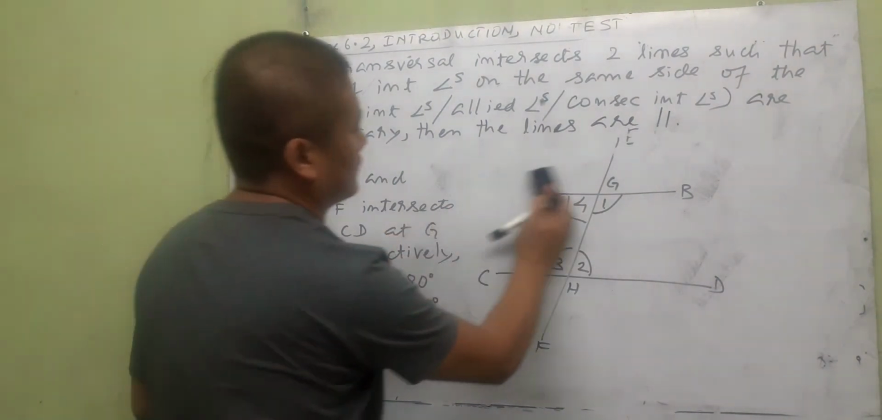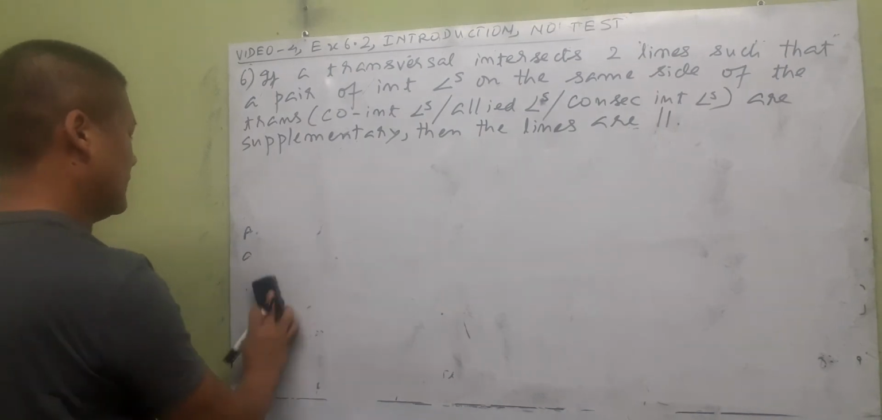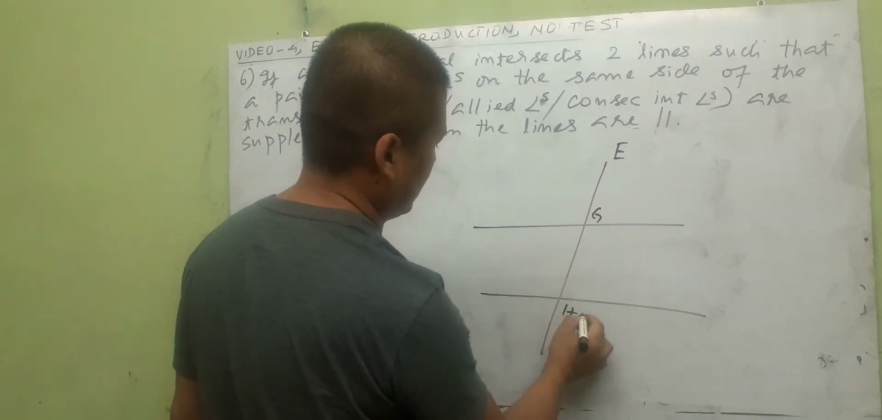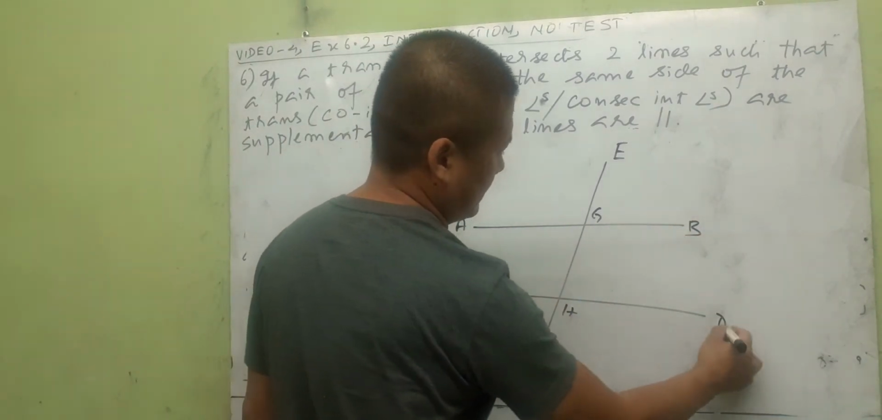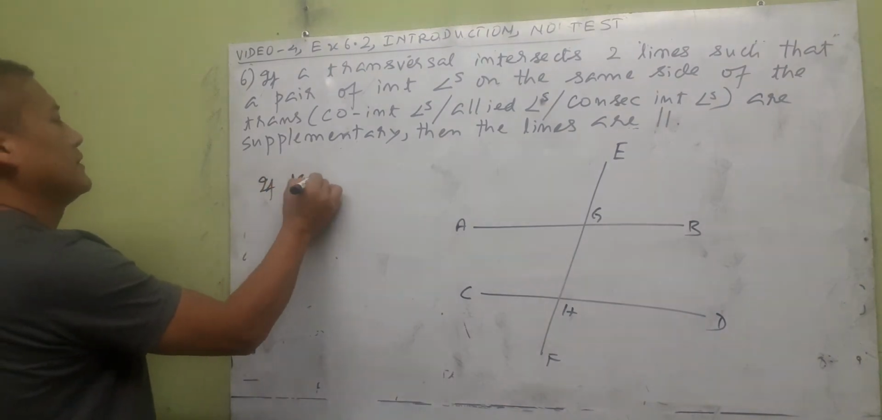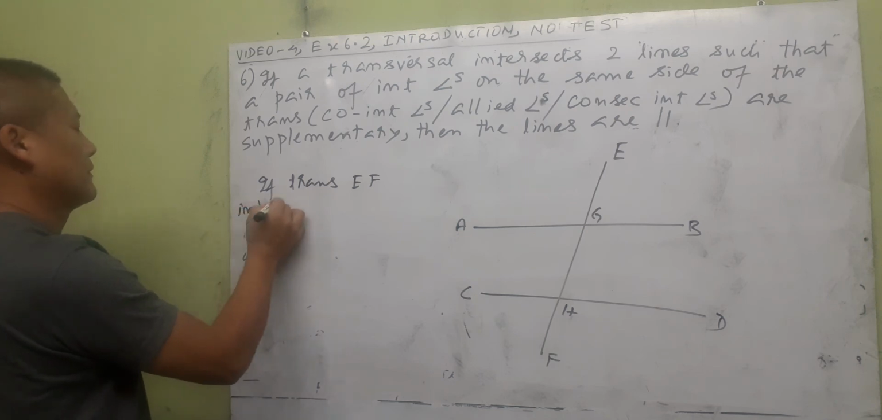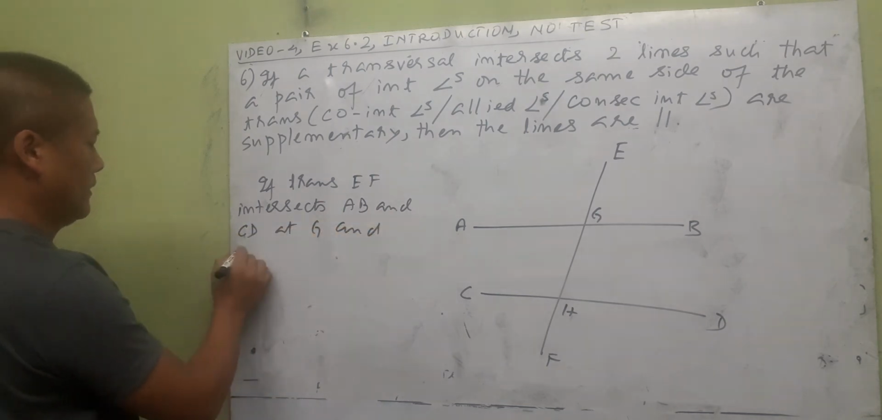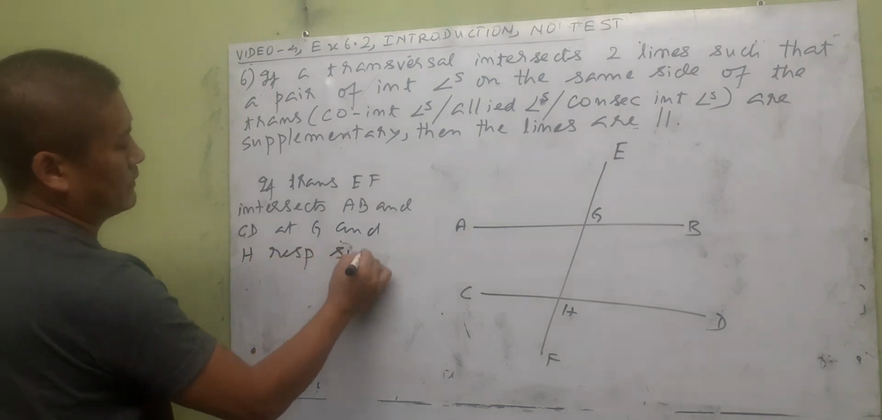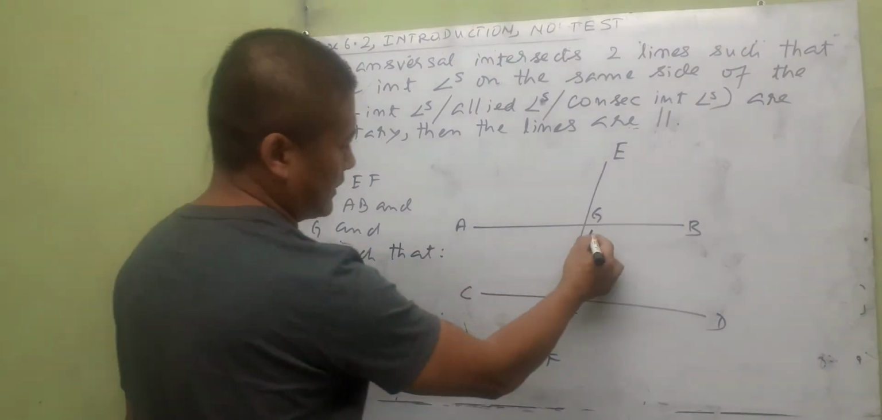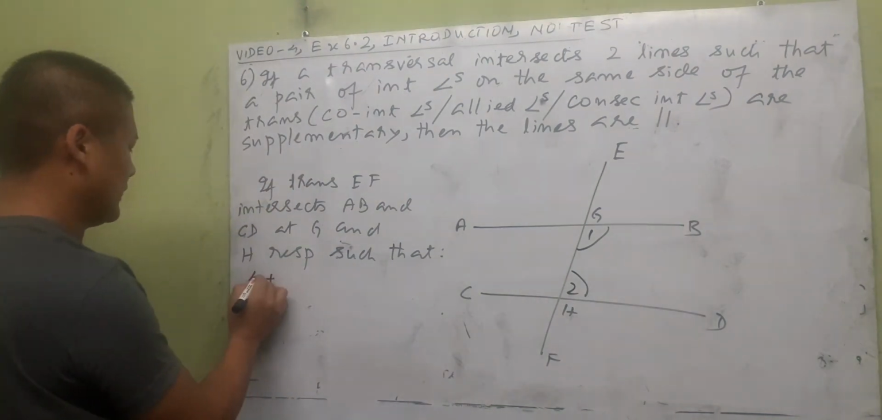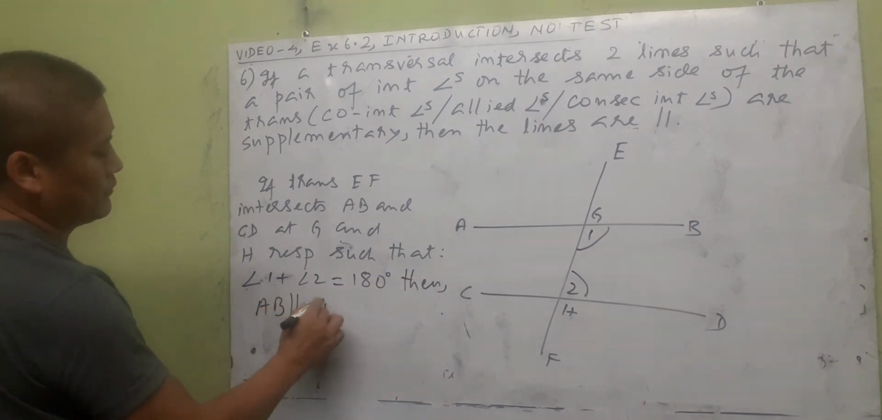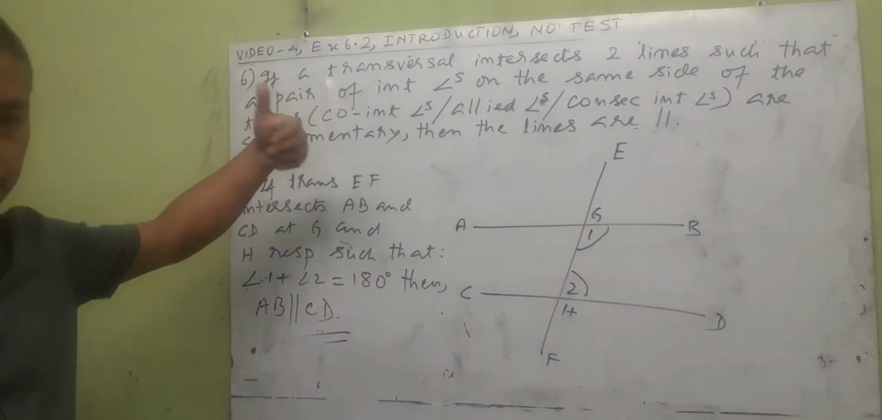That's what it means. Let us do it together. Suppose there are two lines given to us, AB and CD, cut by a transversal EF at G and H. So if transversal EF intersects AB and CD at G and H respectively, such that a pair of interior angles on the same side, these co-interior angles, angle 1 and angle 2, add up to 180, then this theorem is saying these two lines AB and CD will be parallel, the converse of the fifth that we did just a moment ago.